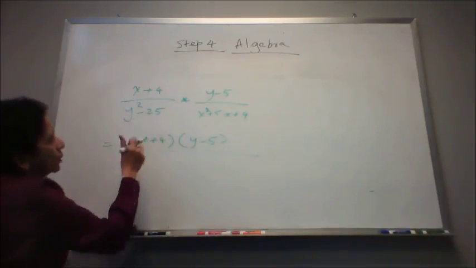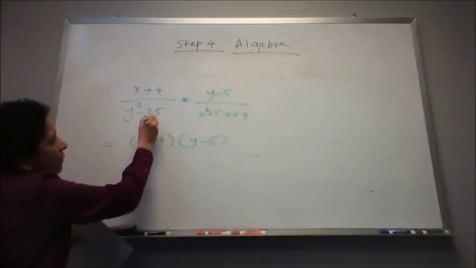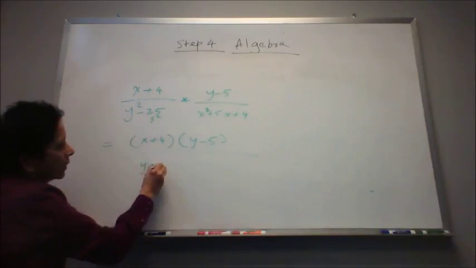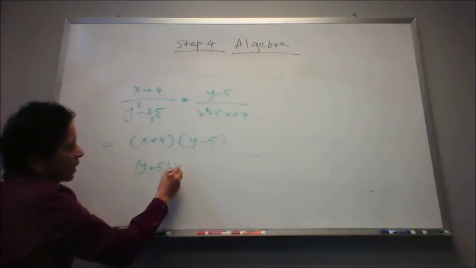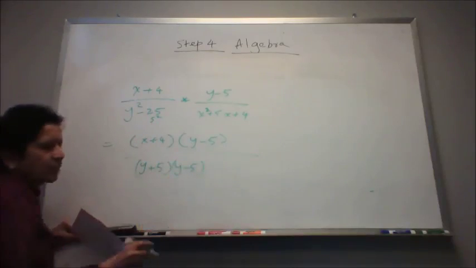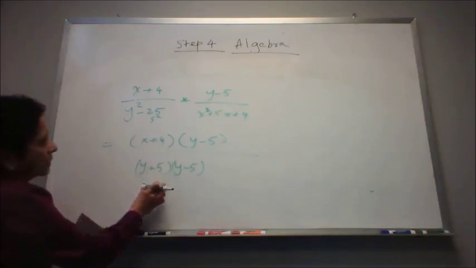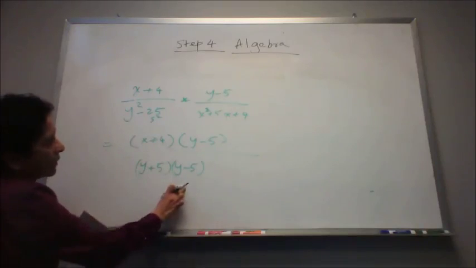So y squared minus 25, so this is like a 5 squared, right? So that means that is y plus 5 times y minus 5, right? x plus y times x minus y, x squared minus y squared. We covered that before. So this is how you factor this, y plus 5, y minus 5.